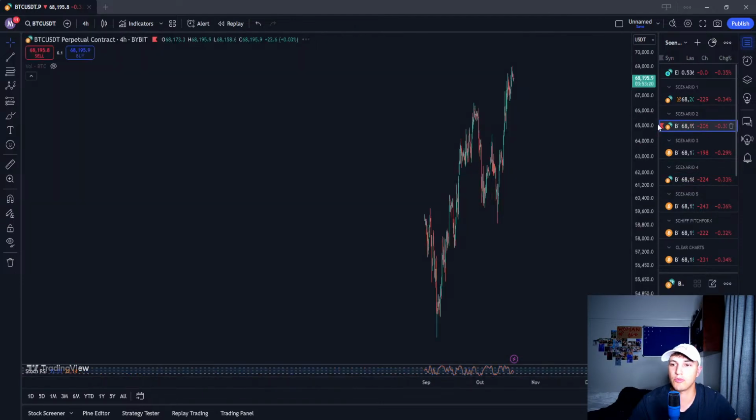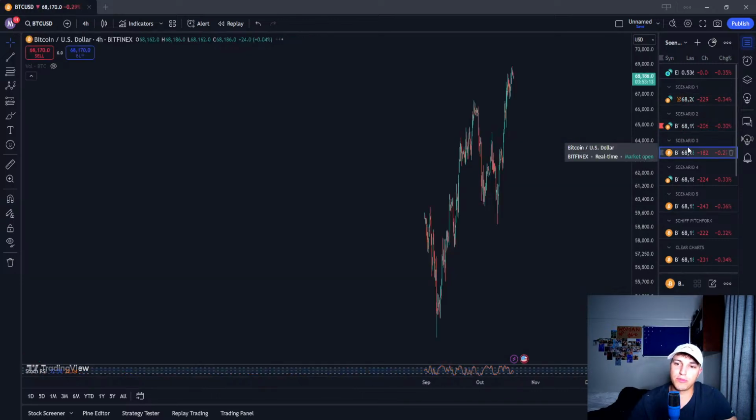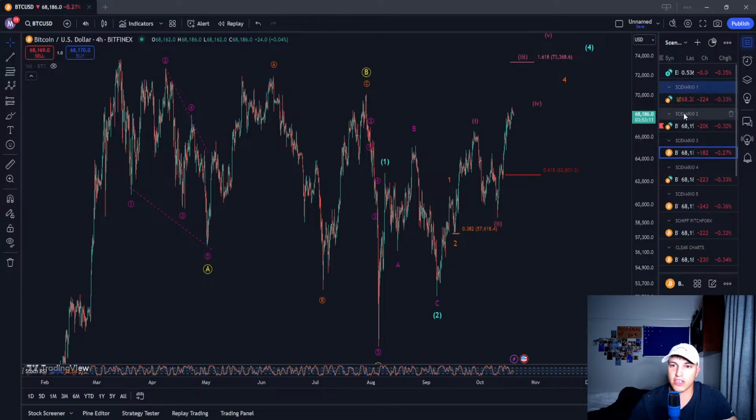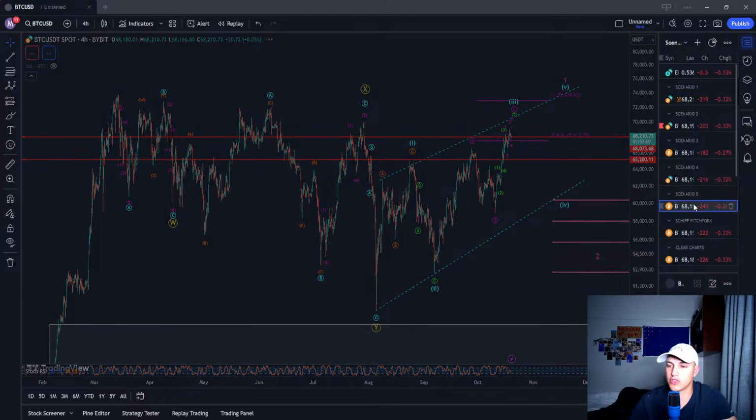We have the 1112, we have the 1112, we have the 2 bearish structures. I think it's a few great scenarios to follow.